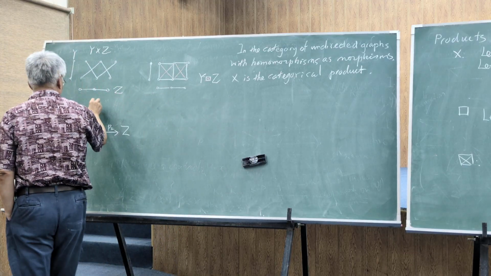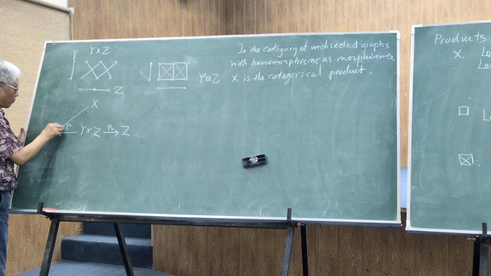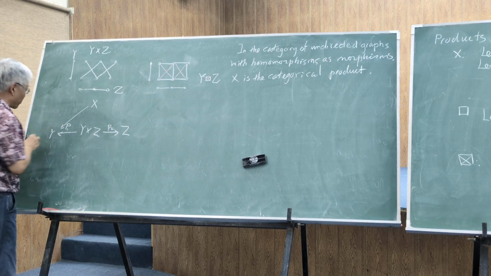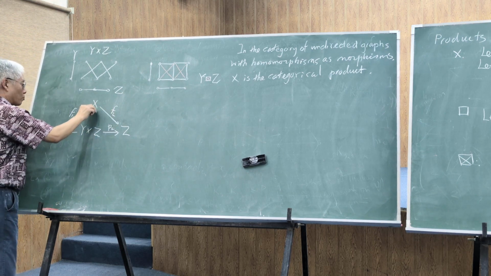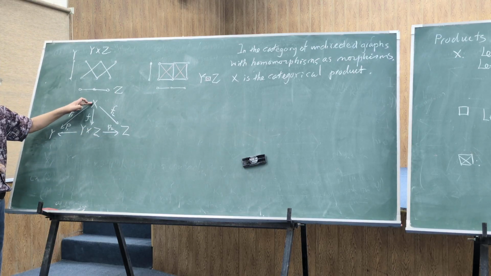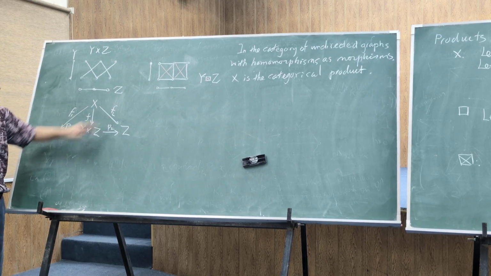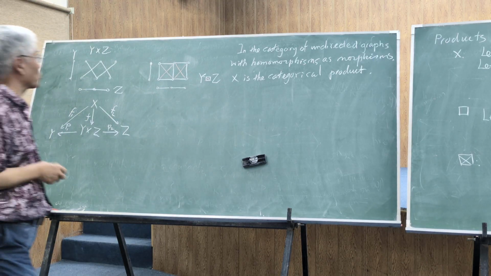Then, for any given graph x, and any homomorphisms in the category of undirected graphs, with homomorphisms as morphisms, there is a unique homomorphism. This says that that product is the categorical product in this category. This is the definition of a categorical product, right? These are projections, x is any graph, and these are homomorphisms. Then there is a unique homomorphism. If this is satisfied, then we call this product categorical.